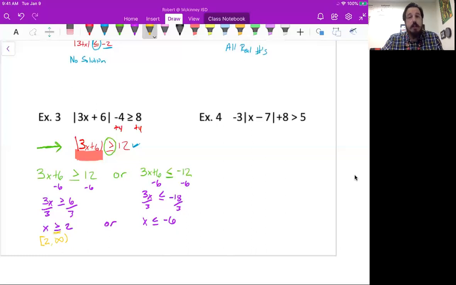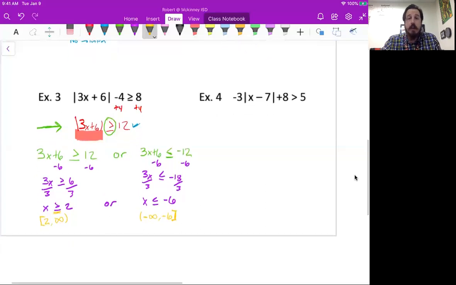Here, x is on the small side, so I want x's to be small. That means as small as it can get is negative infinity. The largest number I can have this be is negative 6. Infinities always get parentheses, and again, because of that or equal to, this is going to get a bracket. All I need to do now is put it into the correct order and the correct notation for interval notation.